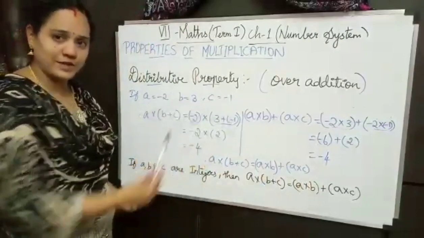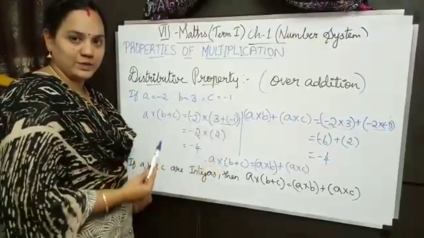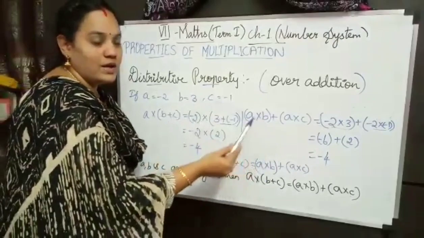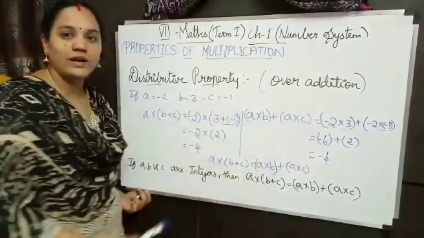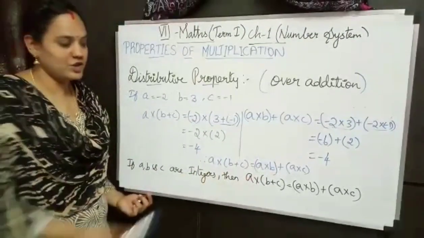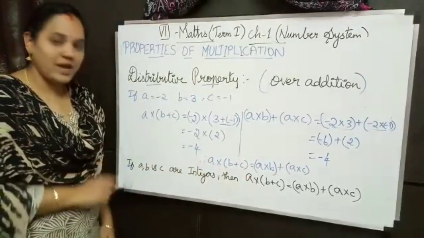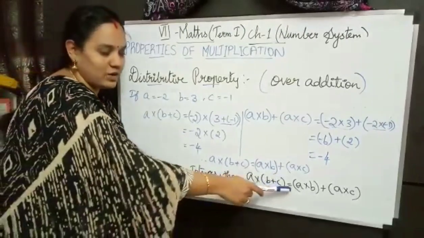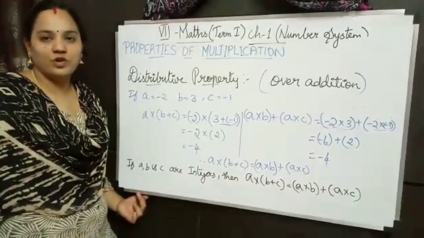Shall we compare these two expressions now? After comparing these two expressions, we can conclude that A into B plus C is equal to A into B plus A into C. Since these two values are equal, we are equating these two expressions together. So I got the answer. This is your distributive property. Distributive property says if A, B and C are integers, then A into B plus C is equal to A into B plus A into C. That is your distributive property.